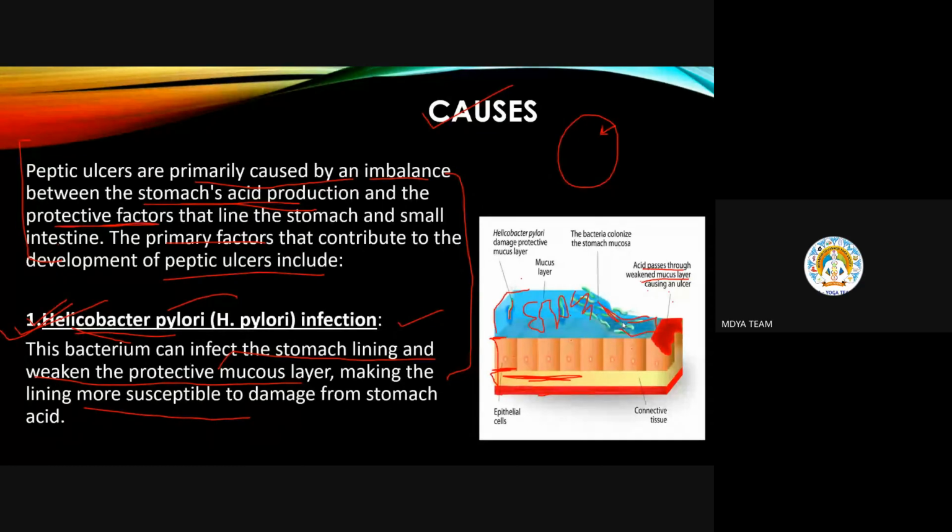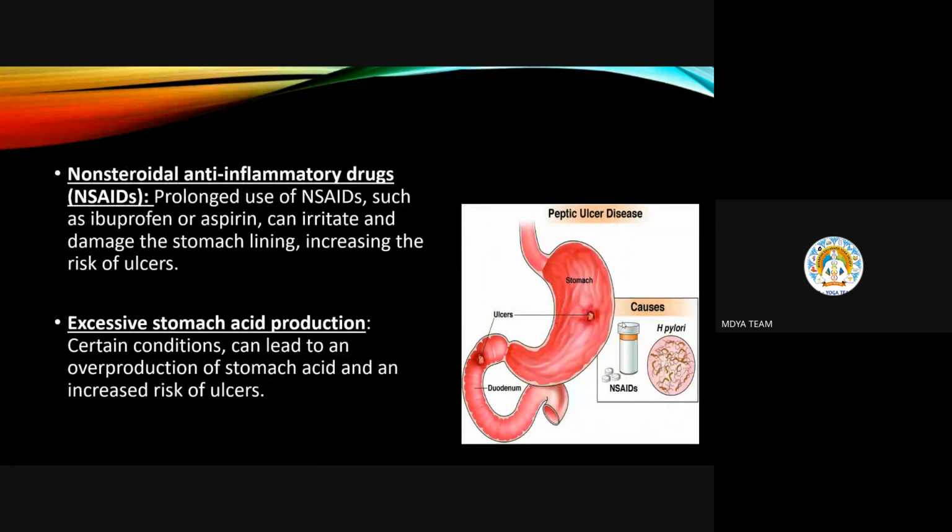So now, second, as we see H. pylori, the second one is non-steroidal anti-inflammatory drugs. These are also harmful for us. We call them NSAIDs. Prolonged use of NSAIDs such as ibuprofen, which is one of the medication names, and aspirin, which is also an NSAID, can irritate the mucosal layer and cause further damage, increasing the risk of ulcers.